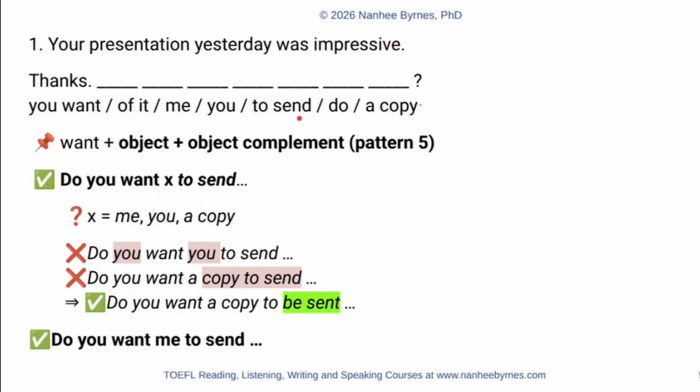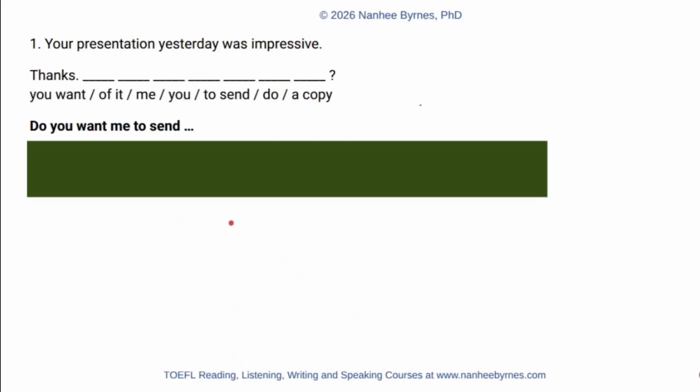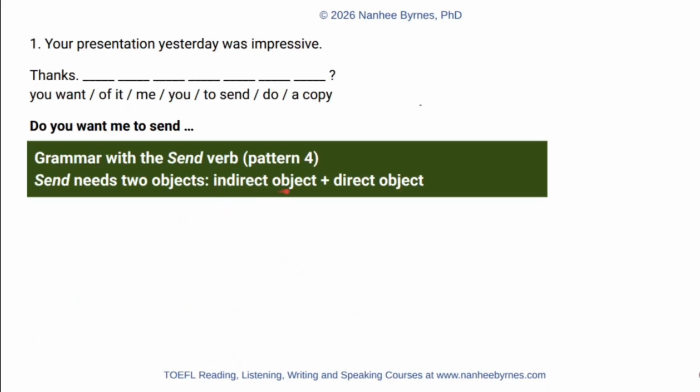Now, send is one of those verbs that requires two objects, a direct object and an indirect object. This is called sentence pattern 4. We already covered all of these 5 sentence patterns in an earlier video, so make sure you know these sentence patterns. Okay, where were we?